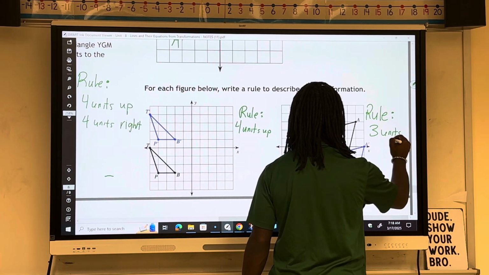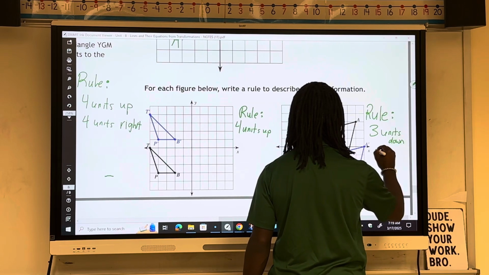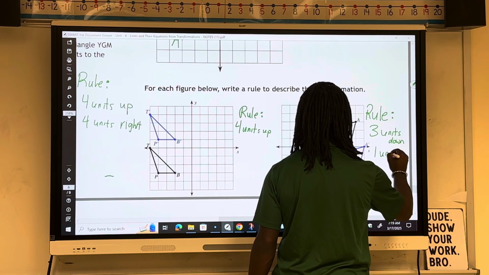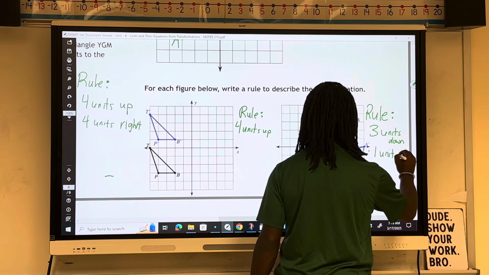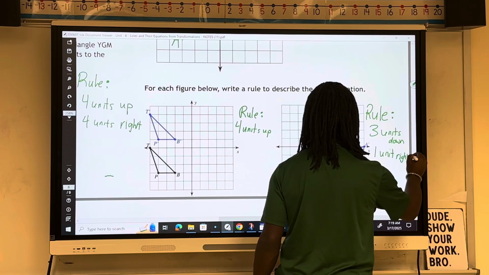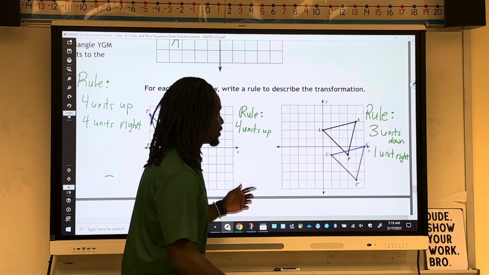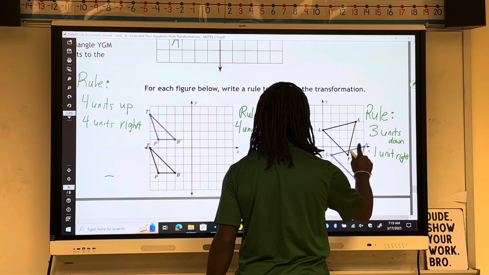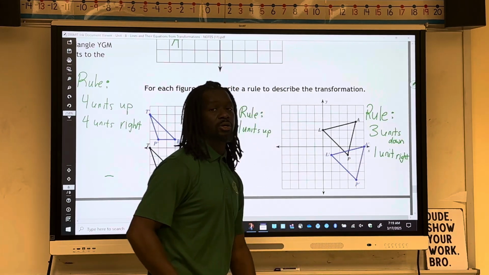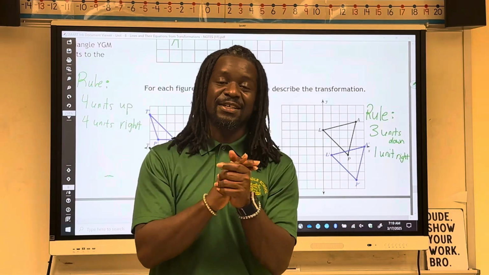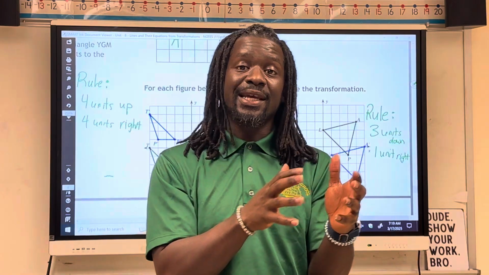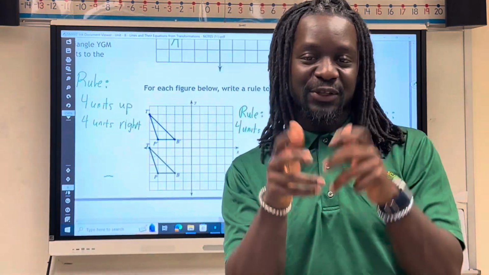3 units down and 1 unit to the right. Okay, and let's check it to make sure. 1, 2, 3, 1 unit to the right. And there you have it. So in this lesson, we have learned to translate figures on the coordinate plane.